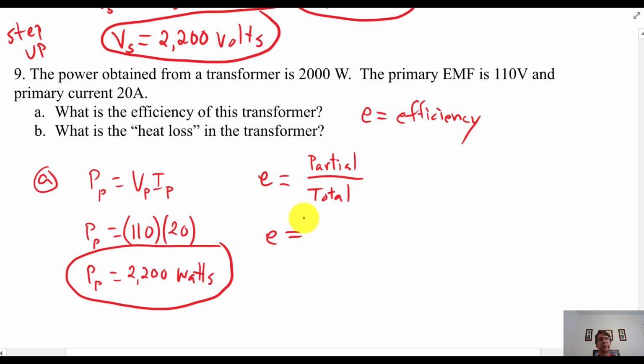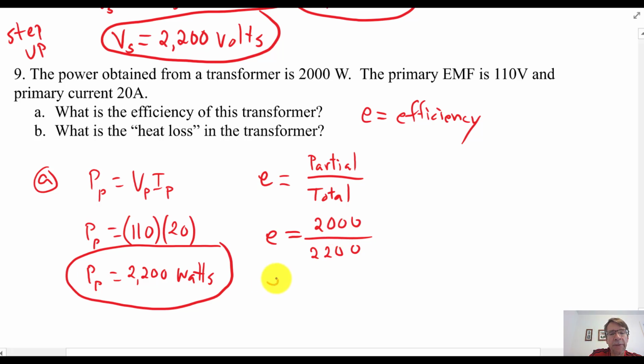In other words, you're putting in 2,200 watts. You're obtaining output 2,000 watts. So you're getting a partial. The partial is 2,000. So you're getting 2,000 out of the original 2,200. That's what I mean by the partial. You can't end up with more output than input. In the first case, in problem number 8, we assumed they were equal. Same output as input. That's 100% efficiency. If you have 2,200 over 2,200, it's 100% efficiency.